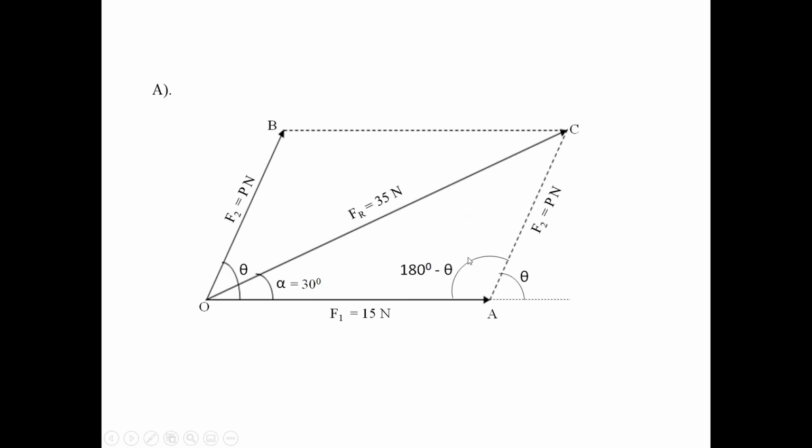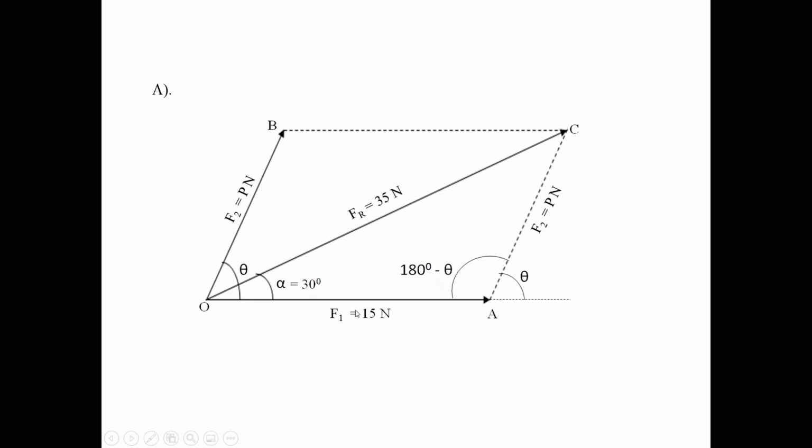Check this parallelogram again. This is the direction of the force F1, OA. This is the direction of the force F2, P Newton. Between the forces F1 and F2, angle is theta. The total angle here is the semicircle angle, 180 degrees. And between the force F1 and F2, angle is theta, so the remaining angle is 180 minus theta.